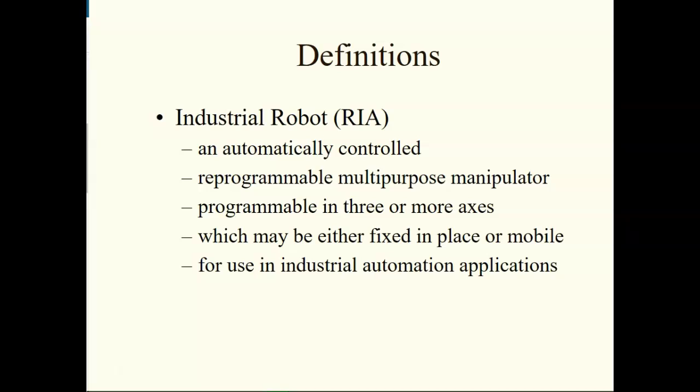All right, so the industrial robot. We've talked about this before. What makes up an industrial robot? What are the biggest mentioned ones across all definitions? Automatically controlled. That's one. What's another one? Reprogrammable. And multi-purpose.